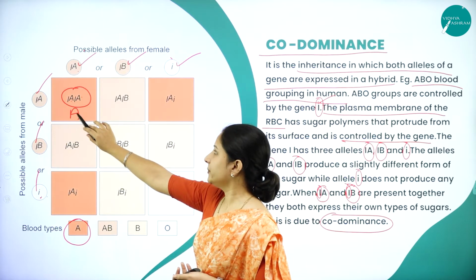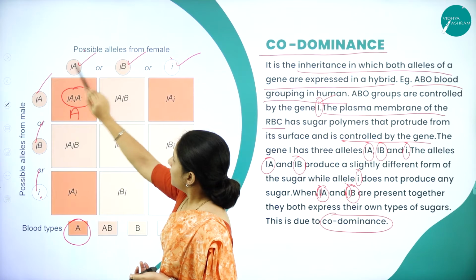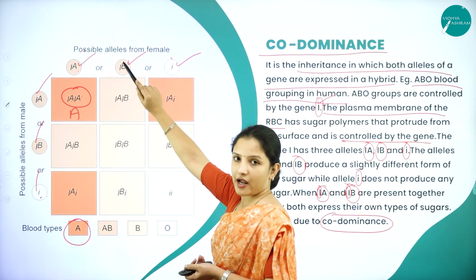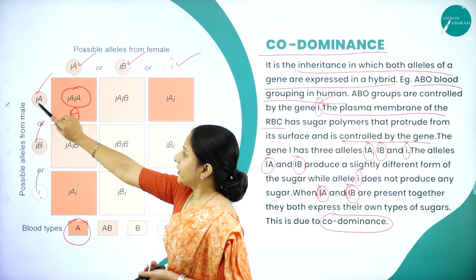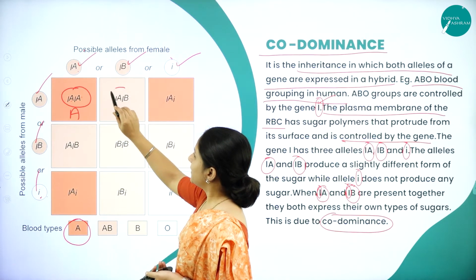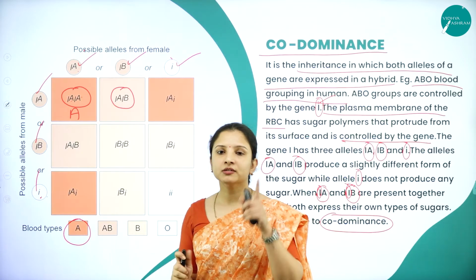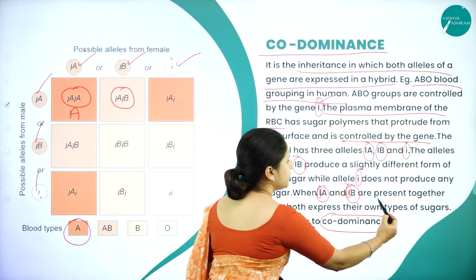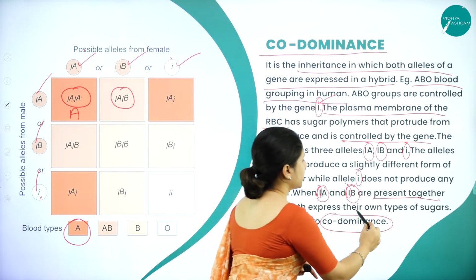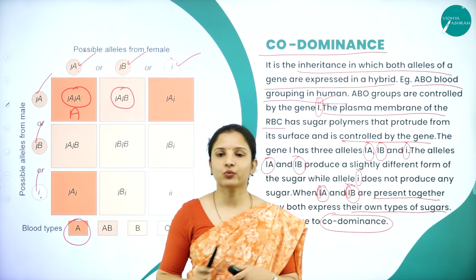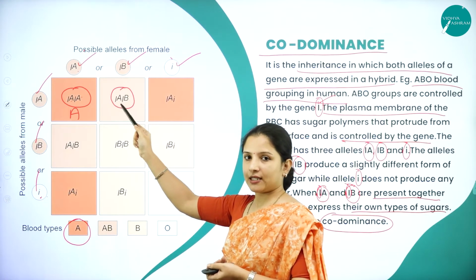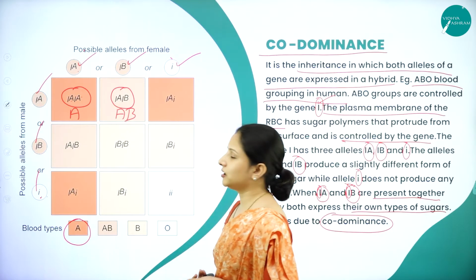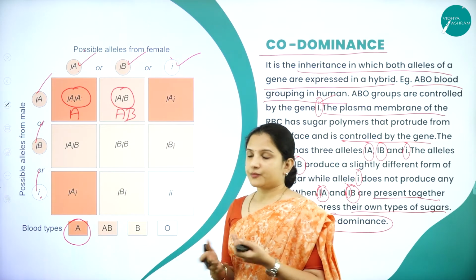That is why the blood group will be A. And if the female parent has the allele IB, and the male parent has IA, then both will get expressed separately. Why? Because I told you, if IA and IB are present together, they both express their own types of sugar. That is why they get expressed separately, and the blood group will be AB. You might have seen the blood group AB positive, right?